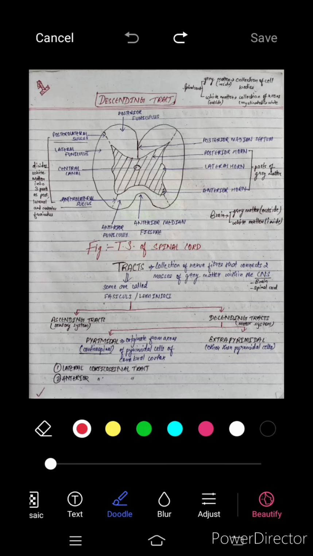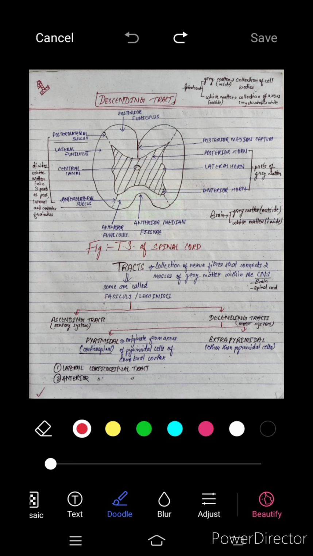Hello friends, today we'll be studying about the descending tract. So let us take the transverse section of the spinal cord. At the center there is gray matter, which is a collection of cell bodies, and outside there is white matter, which is a collection of axons. Since it is myelinated, it appears white, whereas in the brain gray matter lies outside and white matter lies inside.